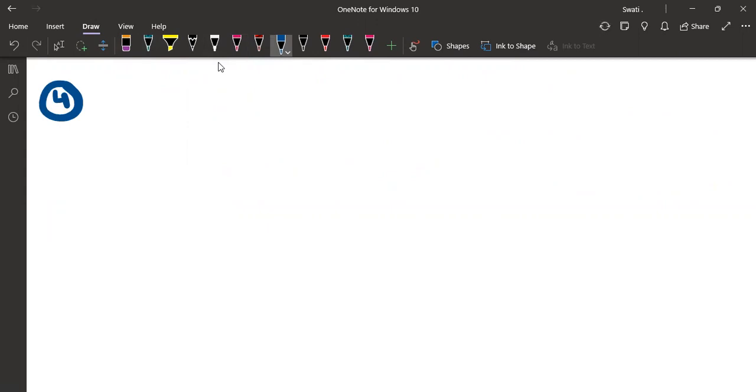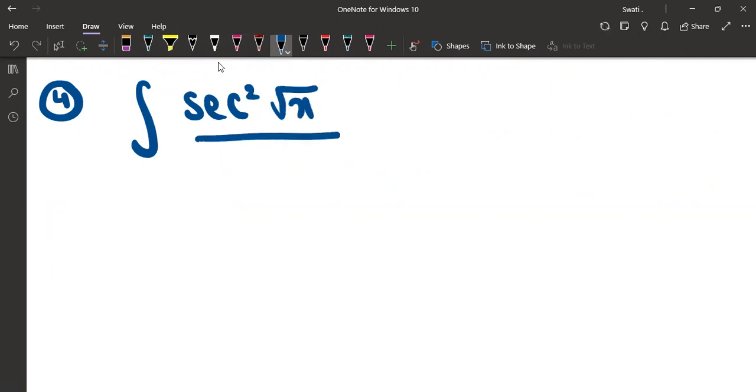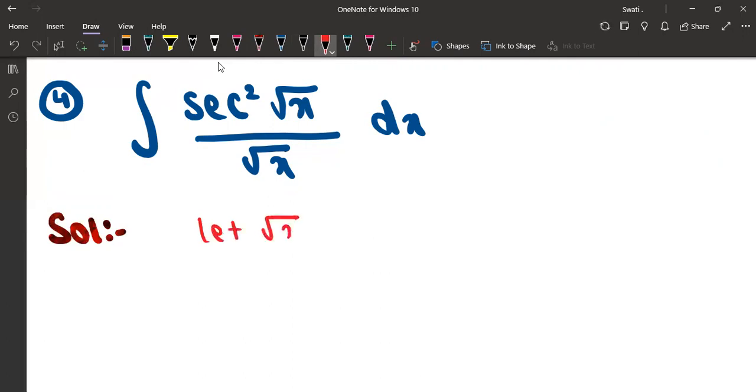In the fourth question, we have to evaluate the integral of sec square root x upon root x dx, right? To solve this question, I'm going to substitute something. Why am I substituting here? Just to make my calculation easier. So let us substitute root x as t.